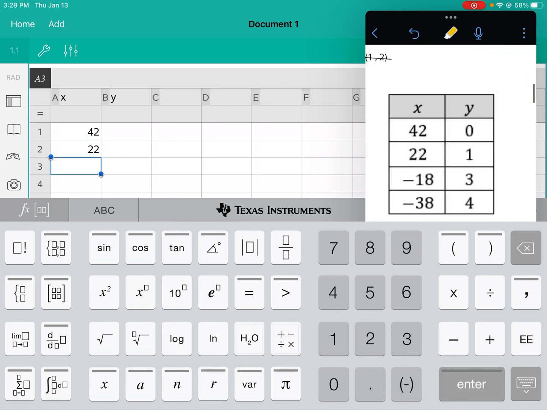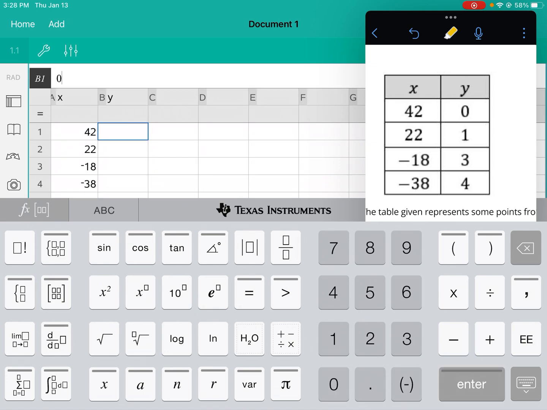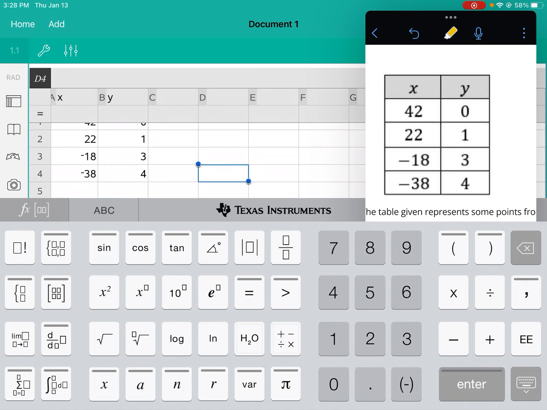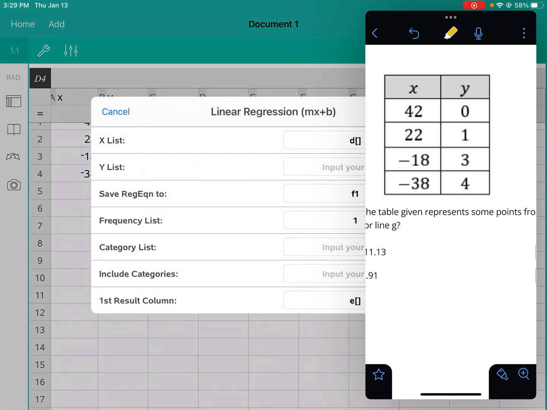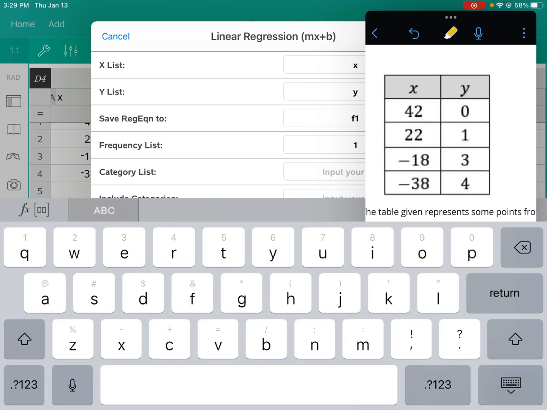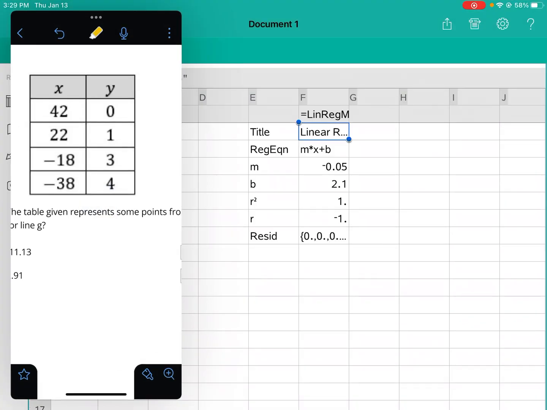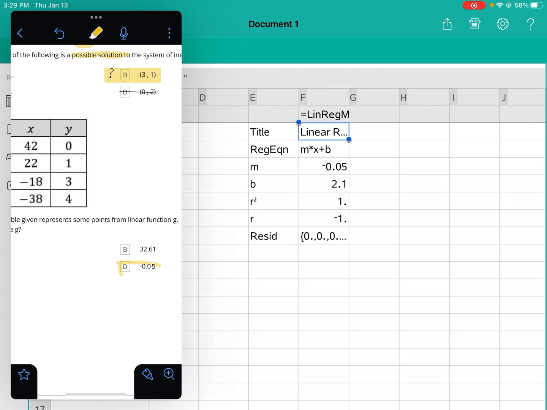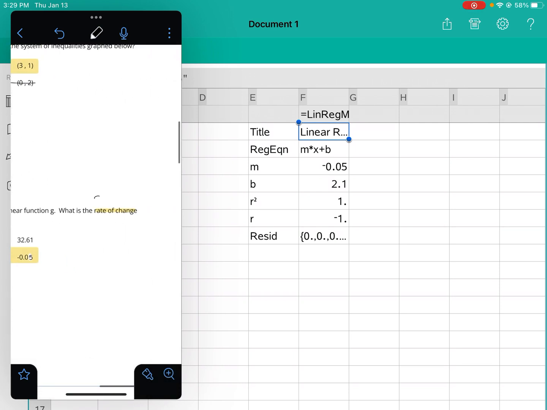So I have 42, 22, -18, -38. I have 0, 1, 2, 3, and 4. There we go. Okay, I'm going to go to menu, 4, 1, 3. My X list is X, my Y list is Y. And then I hit OK, so I got to move my notes to the other side. There we go. And it tells me that my slope M is 0.05. So that would be answer choice D. Okay, so we need to know that rate of change is slope.